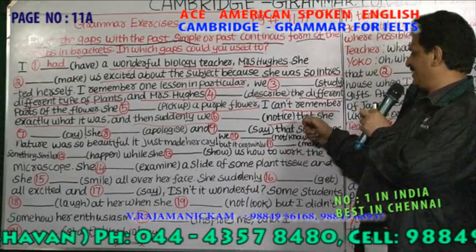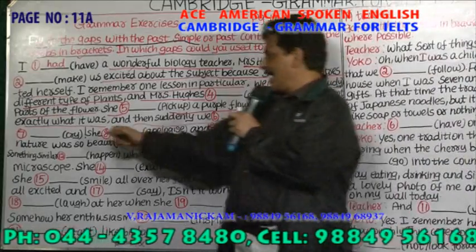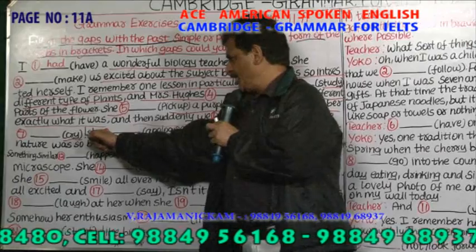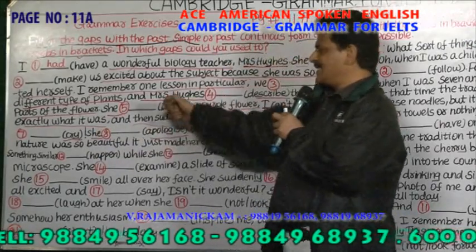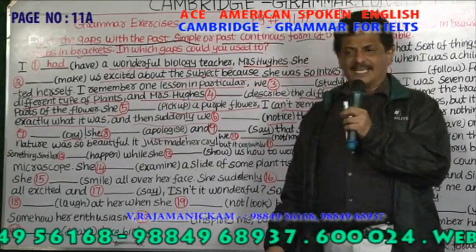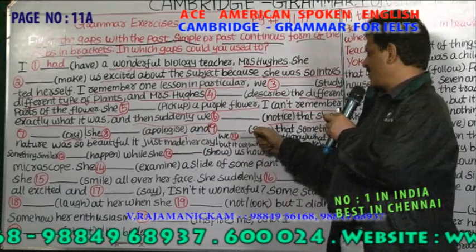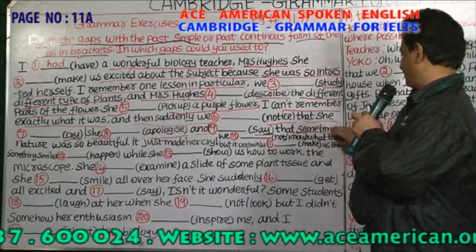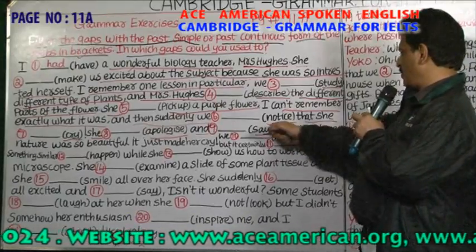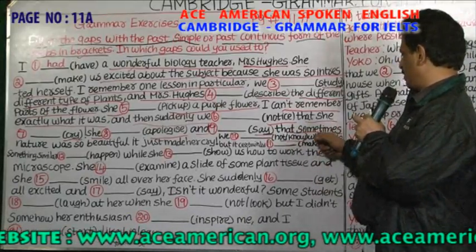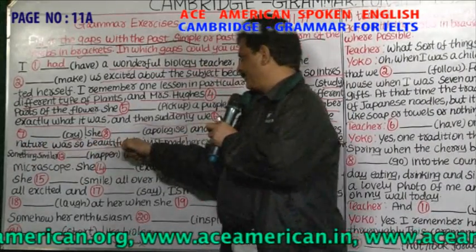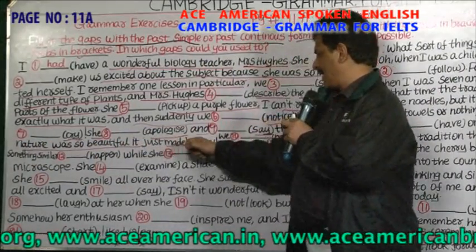You have to correctly write down that she dash cry. Was crying or cried? She dash apologized or were apologizing. And dash say, said or saying. That sometimes not knowing or knew what to do. Nature was so beautiful. It just made her cry.